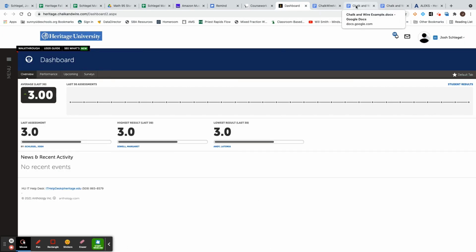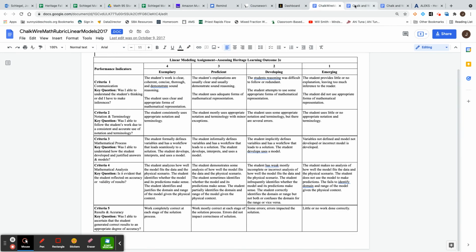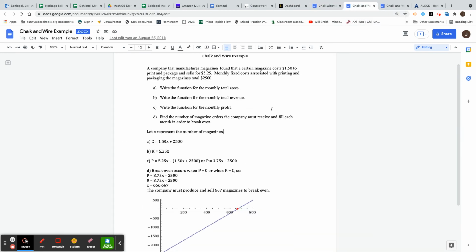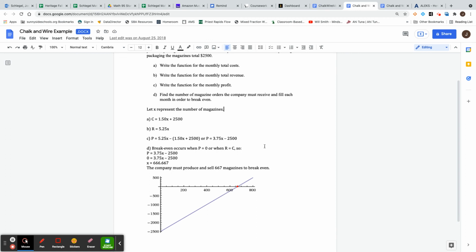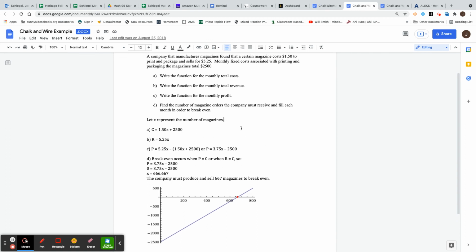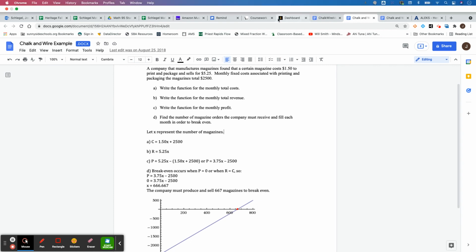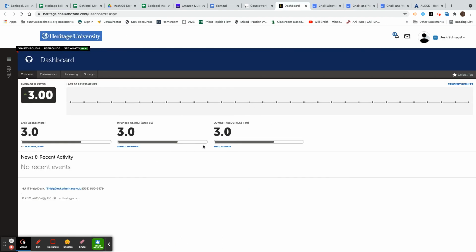So put very simply, again, ignore the rubric. That would be a gigantic waste of your time to read. I would make your work match my work here exactly, obviously with the different numbers and such, because it is a different problem. Upload that to Chalk and Wire. I will go through and I will score everyone with really great scores because everyone's going to do exactly what needs to happen.